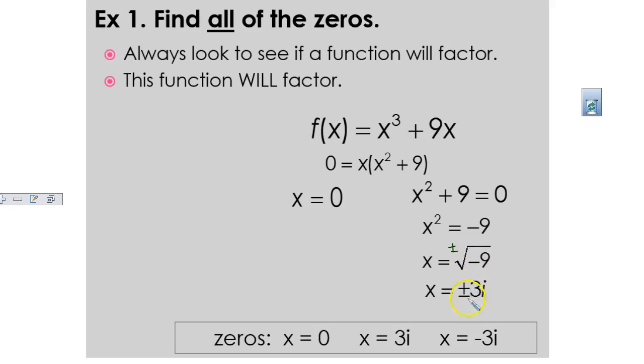And remember, this is a conjugate pair. We're going to have both of them, both the positive and the negative. So that means that the zeros of this function are 0, 3i, and -3i. One of them is rational. 2 of them are complex.